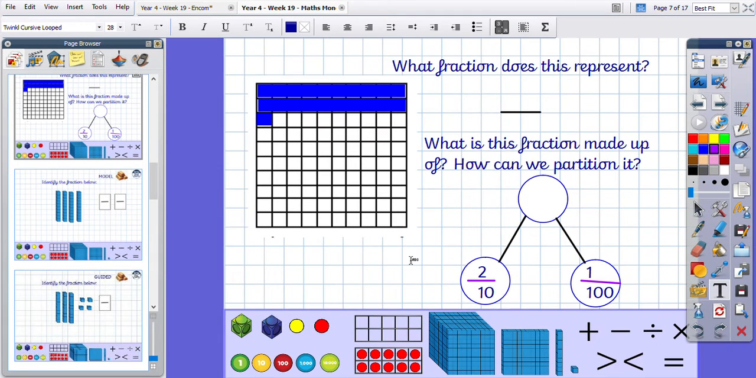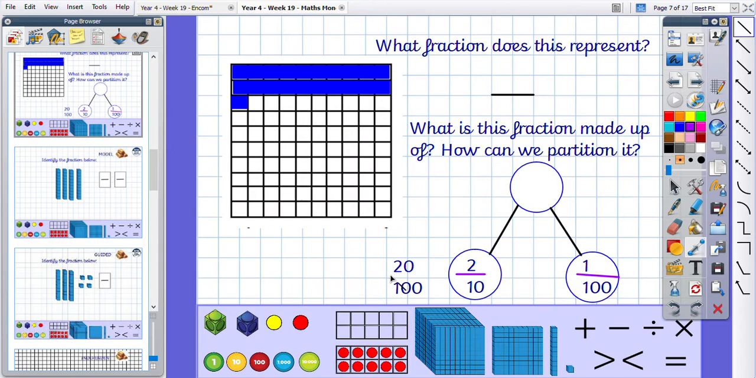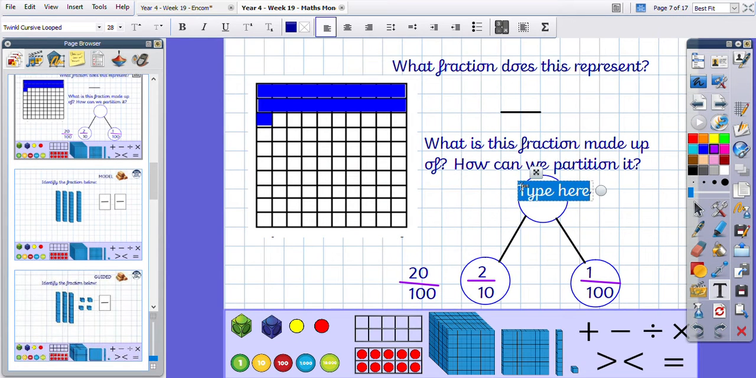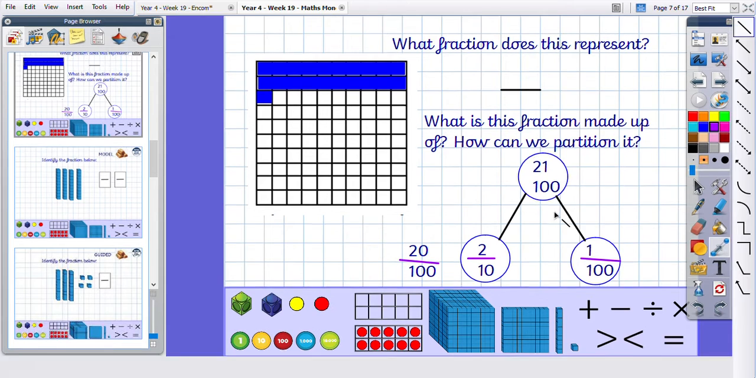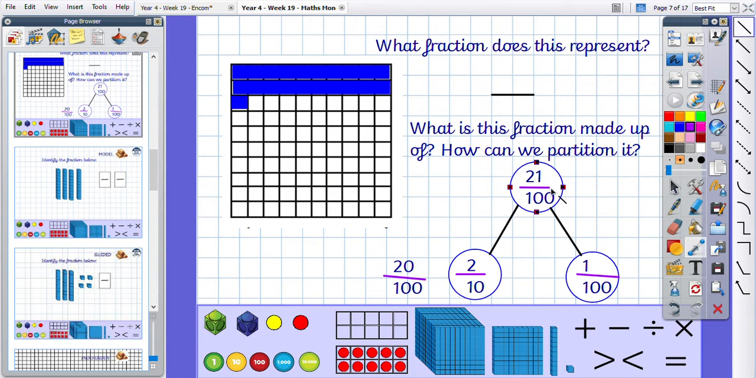We also know that 2/10 is equivalent to 20 100ths. So now we have our parts, we can make our whole. We have 20, add 1, so we have 21 hundredths. So our answer would be 21 hundredths.